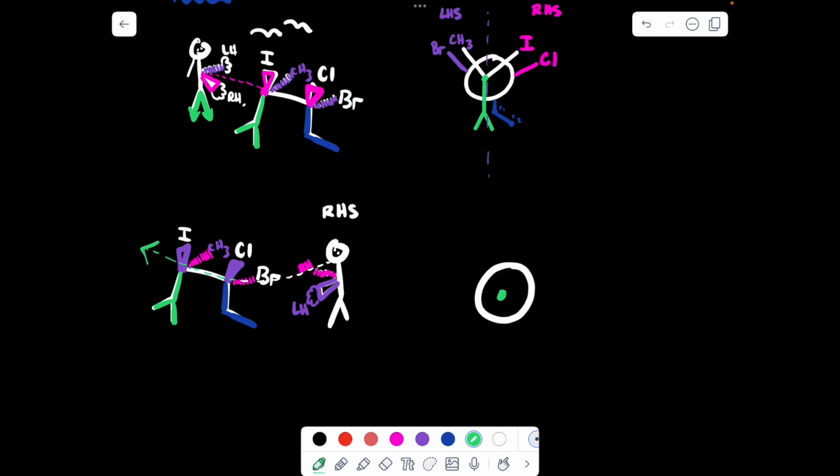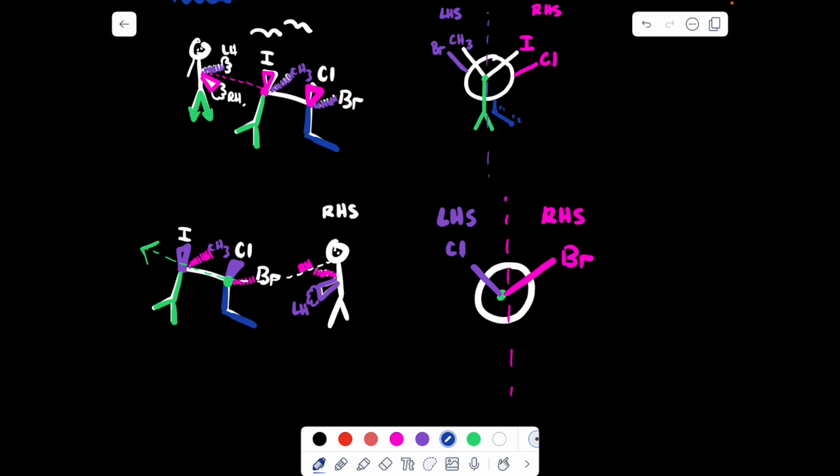So this carbon is right there. And now I'm going to draw the same thing. So my left-hand side and my right-hand side of the circle. So what is my left hand touching? Well, it's going to be the thing on the wedge. So going up on the left-hand side is the chlorine group. And then on the right-hand side is going to be the bromine.